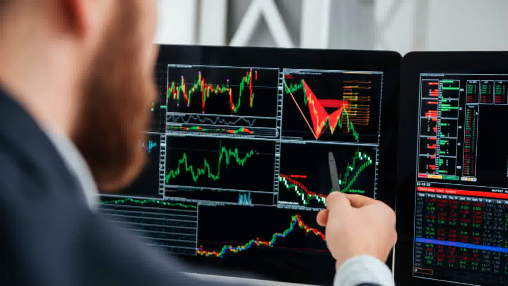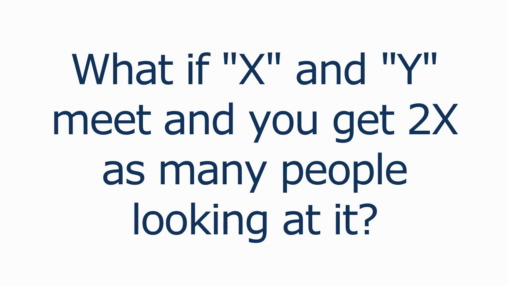So now think of this. If many people are looking at X and then something happens at X, expect a reaction. If many people are looking at Y, expect a reaction. But what if X and Y meet and you get twice as many people looking at the same thing? Bigger reaction? Perhaps, but at least a greater chance of something happening.